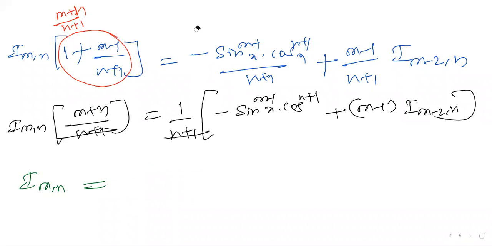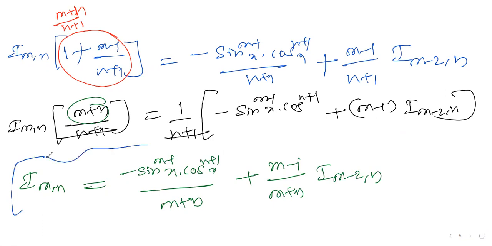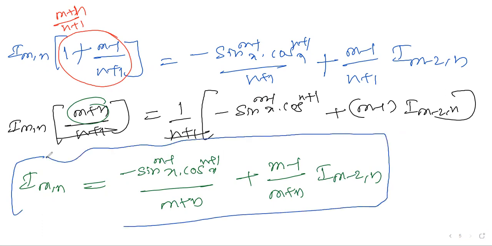So you have to write minus sine power m minus 1x into cos power n plus 1x by m plus n, because this m plus n will be taken out. Next, n minus 1 by m plus n into I m minus 2 comma n. I think now you don't have any doubt. I think you got very clear on this. So this is the I m comma n case. Still clear? Any doubt?